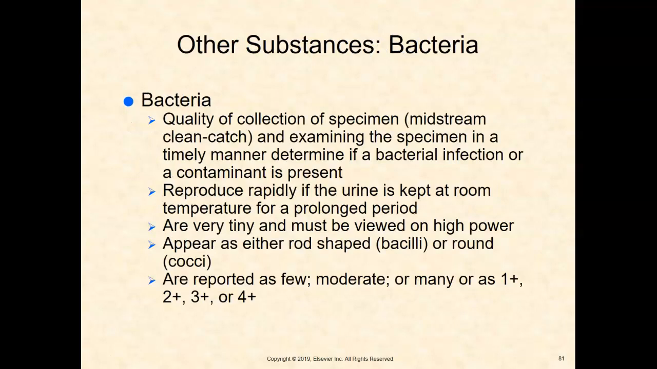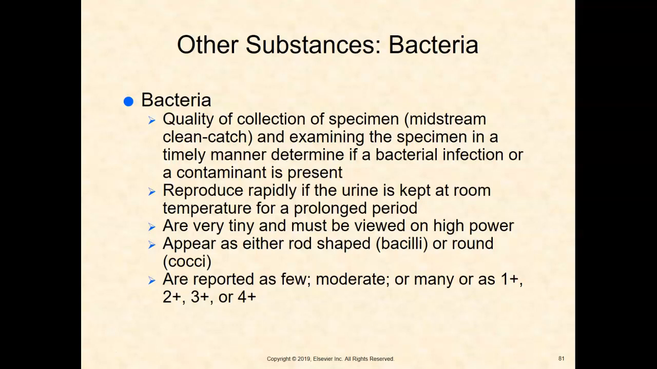Another thing we see, bacteria. So we talked about white blood cells being in a urine with somebody that has an infection. We talked about nitrates being positive. They may also have bacteria that we can actually see. Okay. So if it's a good quality specimen, there shouldn't be a lot of bacteria in there.